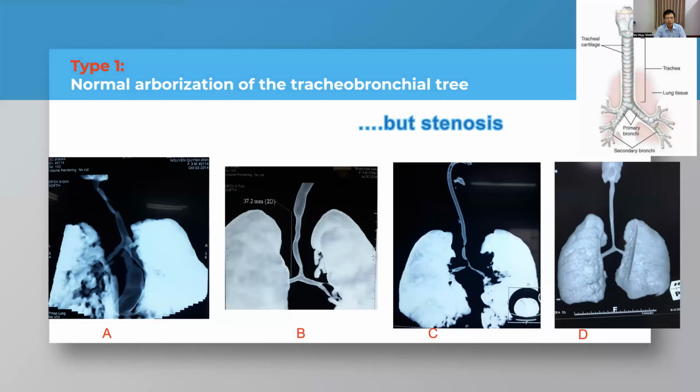So this is type number one. The patient has a normal abrasion of tracheobronchial tree, but there is some stenosis in some part of the trachea. So as you can see, the images A, B reflect the stenosis in the upper part, lower part, and in image C, multiple stenosis. It looked like a sausage, you can see. And image D, the entire trachea was stenosed.